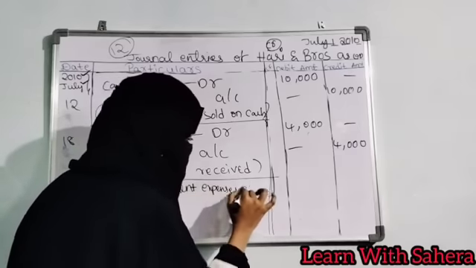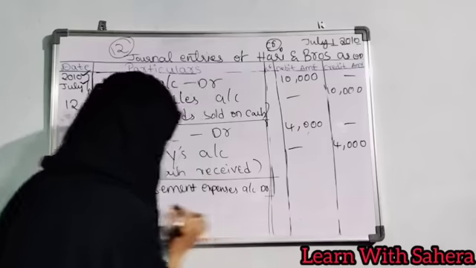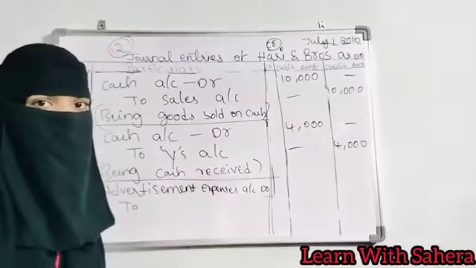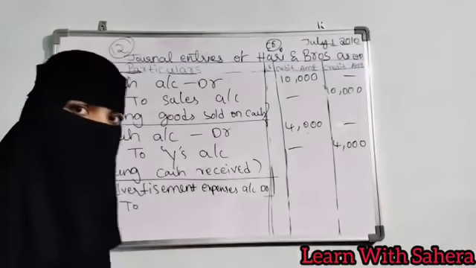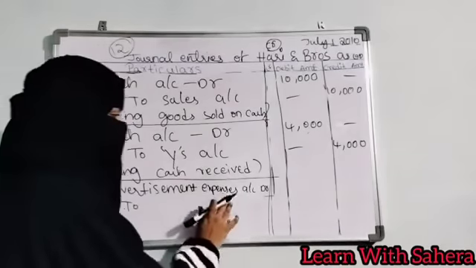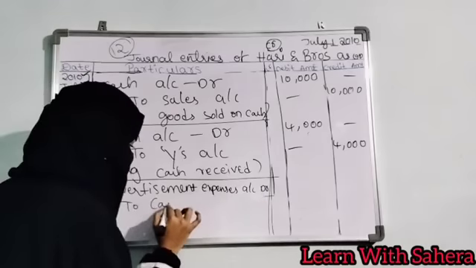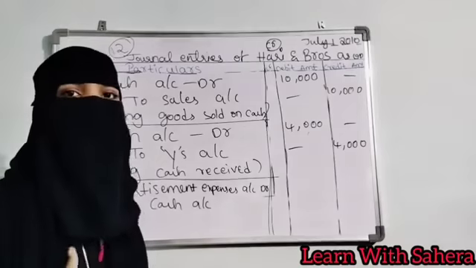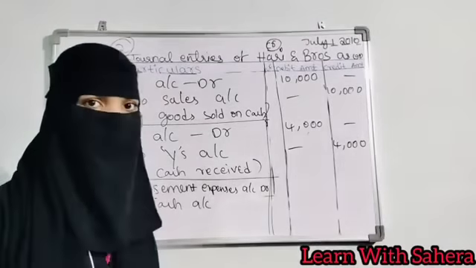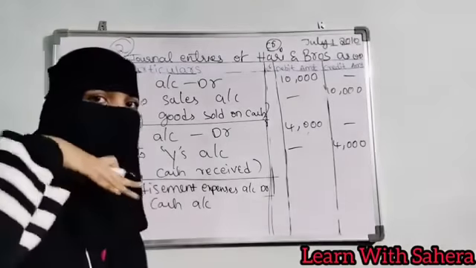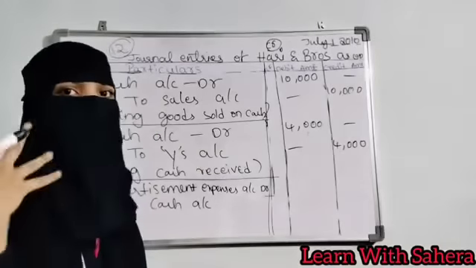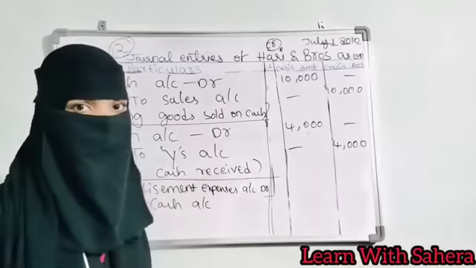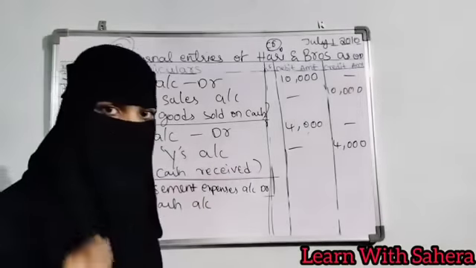expenses account debit, to. What are we paying for the expenses? We are paying cash, right? So what will we take here? Advertisement expenses account debit to cash account, because here the businessman is spending the money for the advertisement. So cash is going outside the business. Cash is moving outside of the business. Credit is what goes out. Debit is what comes in.